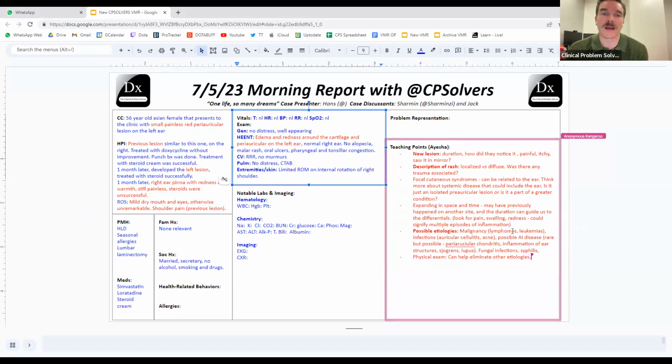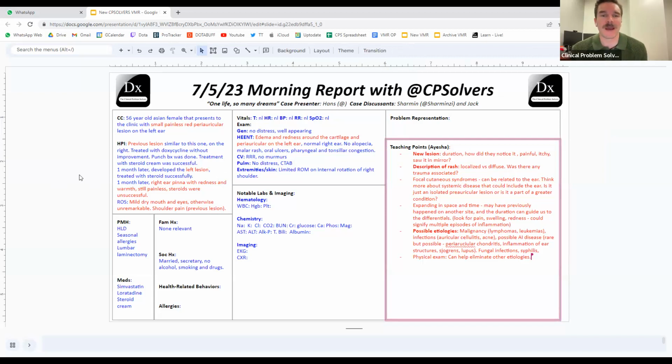We don't see things like purpura or other cutaneous manifestations of a vasculitis on exam. And then we don't see findings in the small joints of the hand or of the lower extremity.